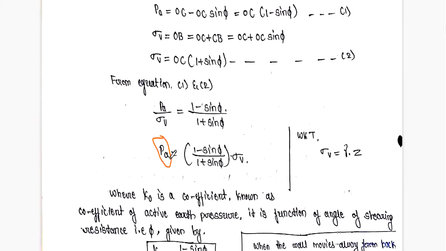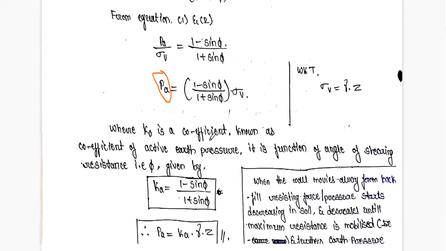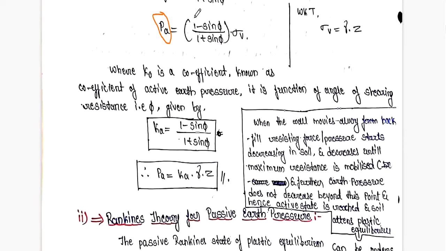That is how I am going to derive the formula for Pa, that is Ka into sigma V. So for Ka, I can say that this is the Ka. Ka is equal to 1 minus sine phi divided by 1 plus sine phi.